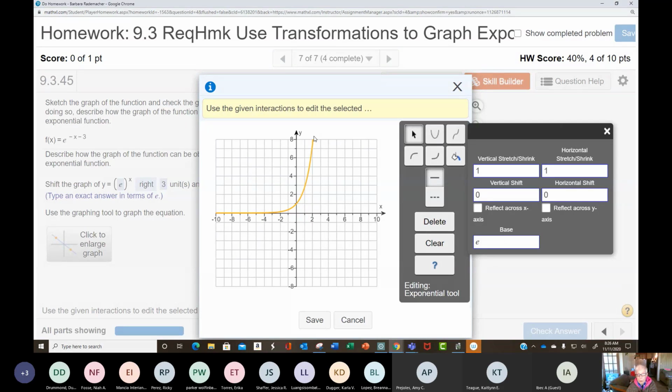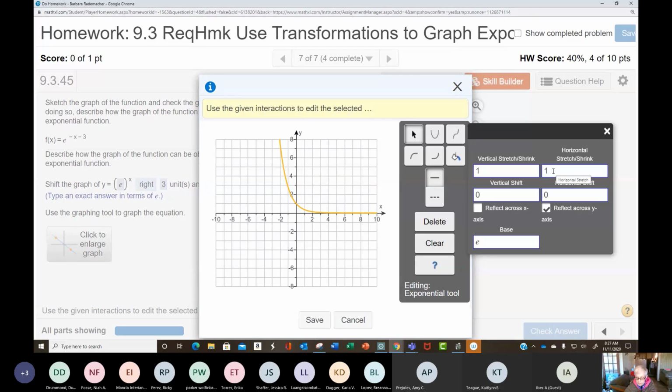Now, what should I do first? I'm going to get rid of the reflection. I'm going to have a reflection across the y-axis, so I come over here, and these 2 boxes down there are for saying, yes, you'll have a reflection across the x-axis, but I don't. I have a reflection across the y-axis, so I click here. That's taken care of.